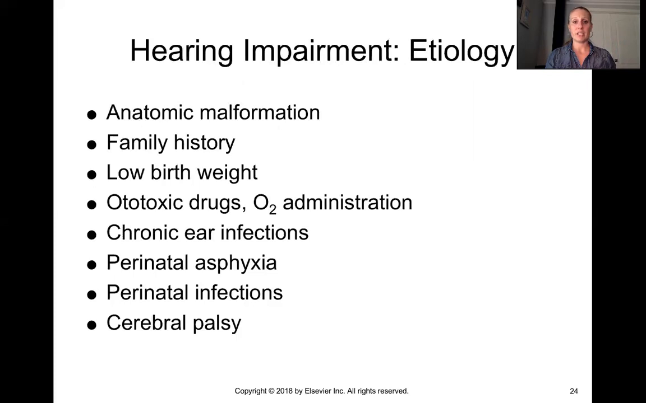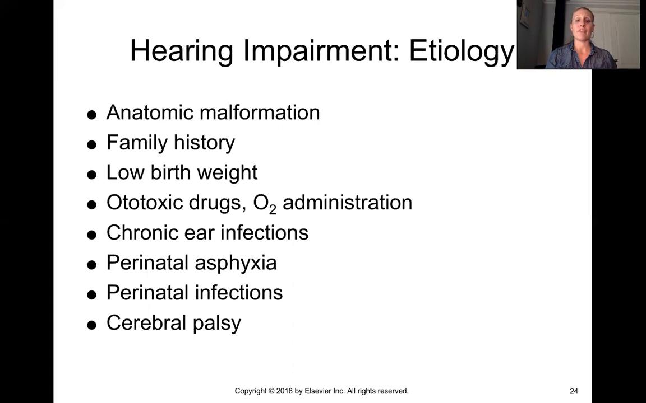And there's a variety of different reasons why there could be hearing impairment. So anatomic malformation, so just that the ear is not formed appropriately. And then we're going to look at family history, so it might be a genetic thing. And then you can see that a lot of the rest of them have to do, with the exception of chronic ear infections, but most of them have to do with pregnancy-related issues. So low birth weight is going to be an impact of the pregnancy. The ototoxic drugs like oxygen is going to be an impact of the delivery.